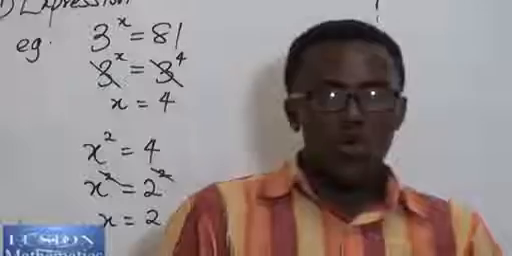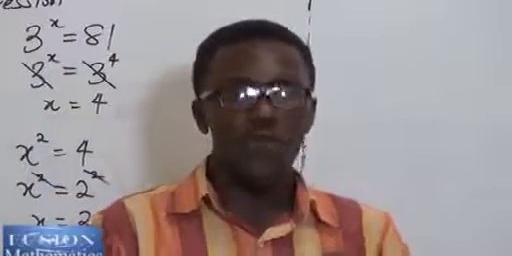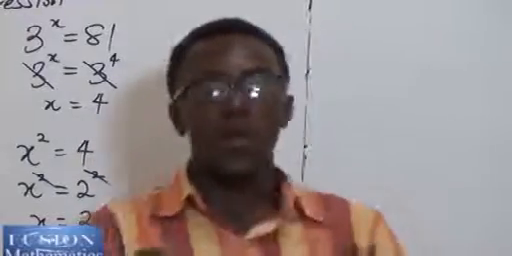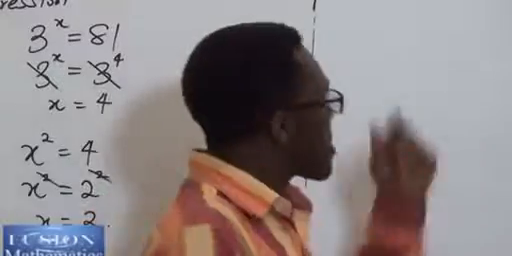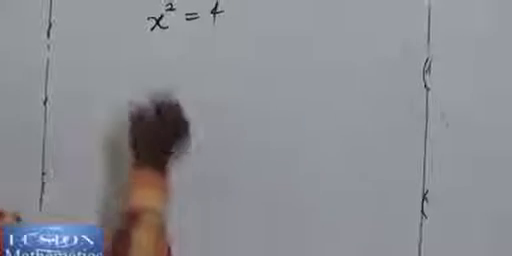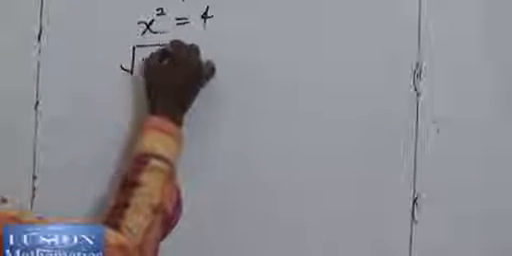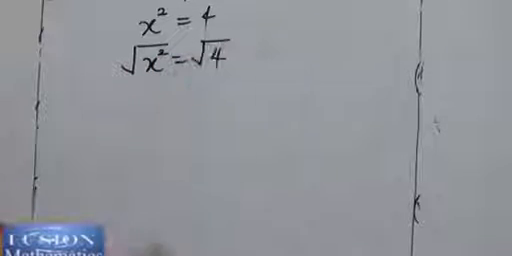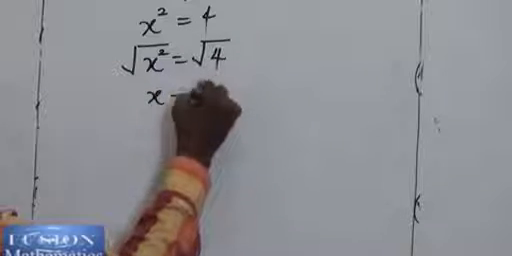Under this process, we will be reversing the operation in question. Given for instance, if we have a power, the reverse of the power will be what? The root. If we have a root, the reverse of root will be what? Power. Given for instance, if we have x raised to the power 2 equals 4. So the reverse is a root, and for this one, it's square root. So we have square root on both sides equals square root of 4. So square root of x squared will be x, and square root of 4 will be what? 2.